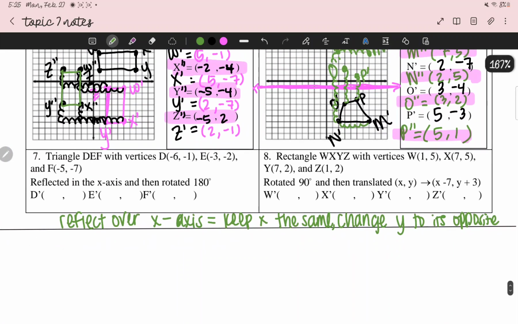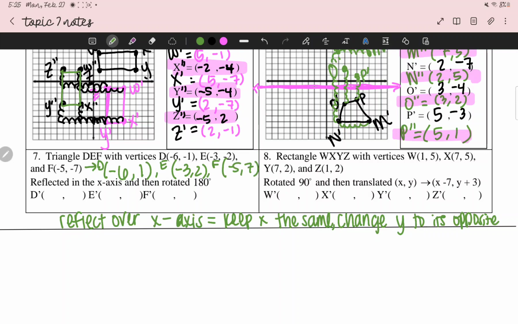Alright, so let's go ahead and do that first. So this is what's going to happen. I'm going to keep the x the same. So -6, 1 is going to be for D. E is going to be -3, 2. And F is going to be -5, 7.